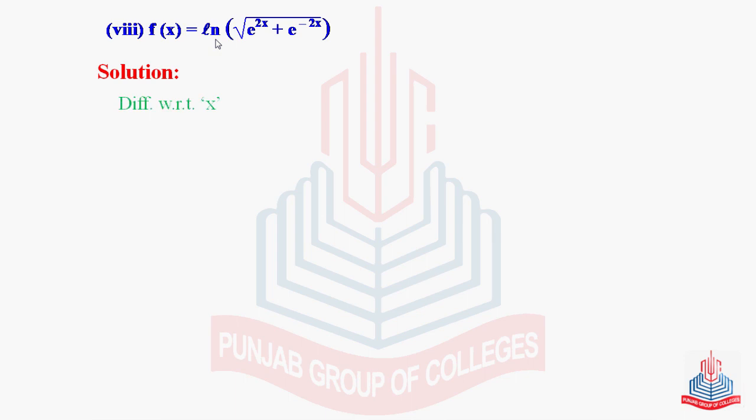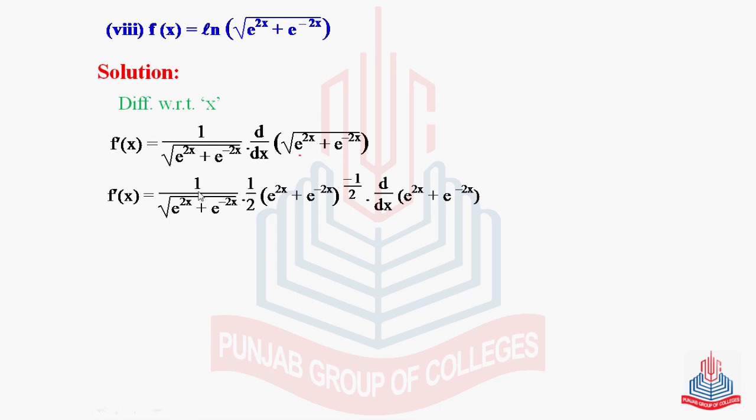So when we differentiate this function, first we apply the derivative on log, which is 1 over square root of e raised to the power 2x plus e raised to the power minus 2x, and then the derivative will apply on this function, the square root of e raised to the power 2x plus e raised to the power minus 2x. This will be the same, and the derivative of this square root function will be 1 over 2 times the function containing power 1 by 2 minus 1, which will become minus 1 by 2, and then the derivative will apply on this function e^2x plus e raised to the power minus 2x.